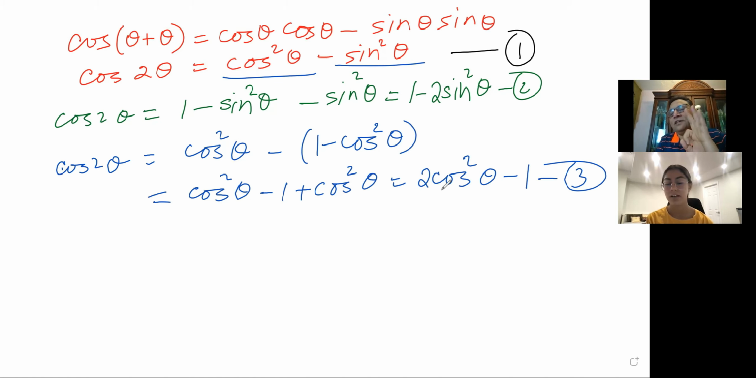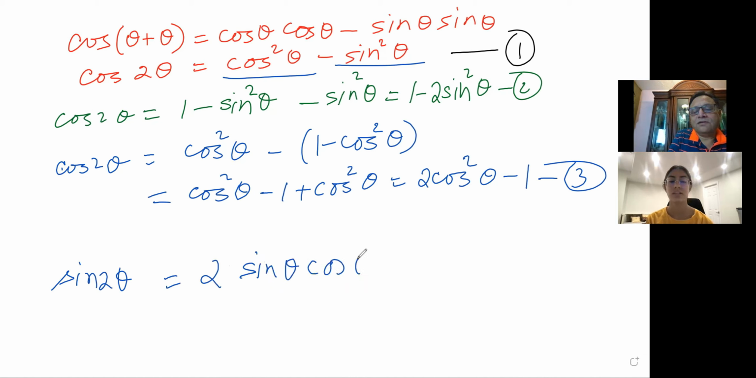Do you see we got 3 different formulas for cos 2 theta, right? Do you remember what we got for sine 2 theta last time? The first 2 terms, sine theta, cos theta, right? So 2 sine theta cos theta. Is that okay? Perfect. So have a good look at this page. We'll move on and work more with cos 2 theta.